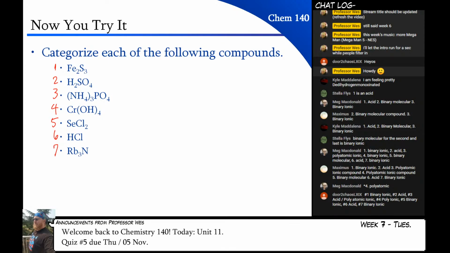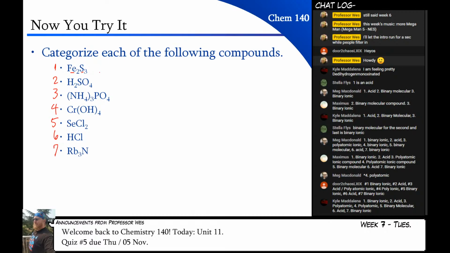All right, so let's go over what we got here. For number 1, we've got iron and we've got sulfur. Iron's a metal, so that's going to make this binary ionic. Number 2, we got this in the front. Easy enough, it's an acid. Number 3 and 4, we have polyatomic ions all over the place. So these are polyatomic ionic.